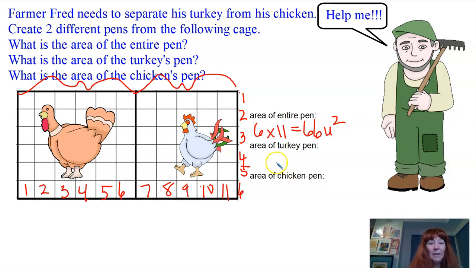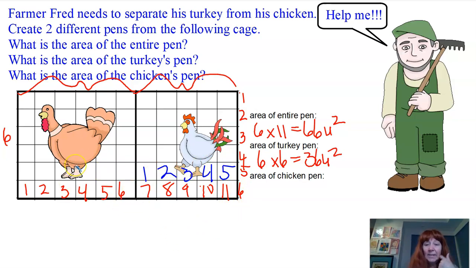So now the area of the turkey pen. These are both 6, so this distance is not going to change. The length across will change. So the area of the turkey pen is 6 times 6, which equals 36 units squared. And then the area of the chicken pen: now it only has 5 across because the turkey had 6 across. So this is 6 times 5, which equals 30 units squared. And it makes sense that the 30 and 36 have to add up to 66.